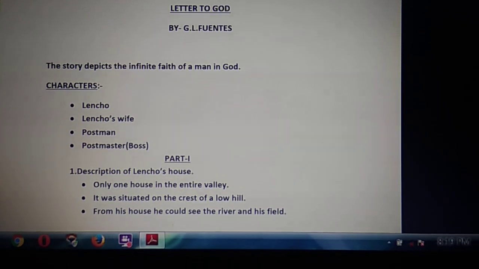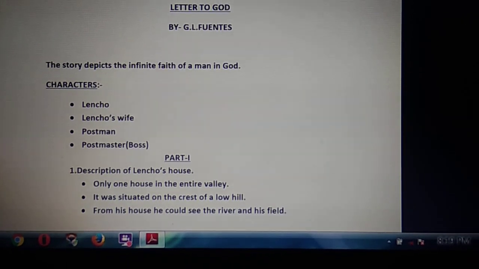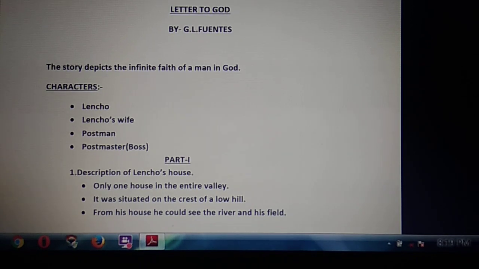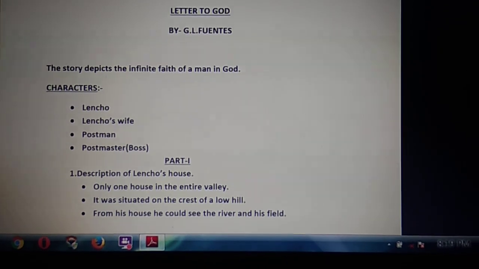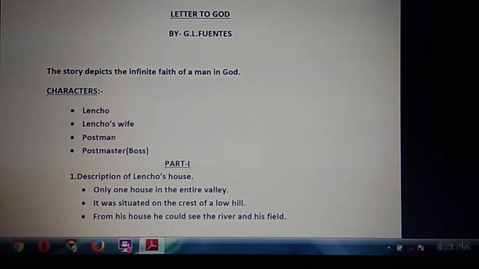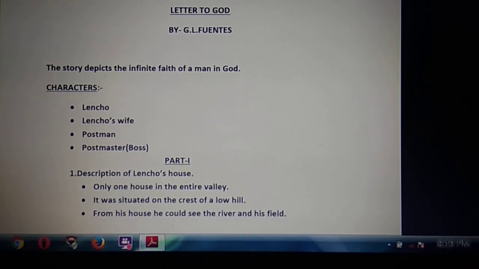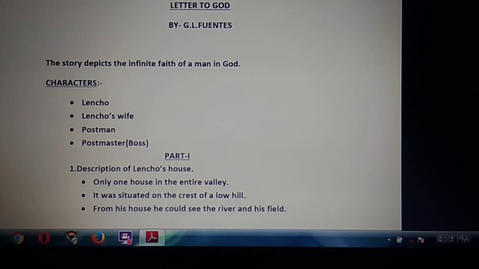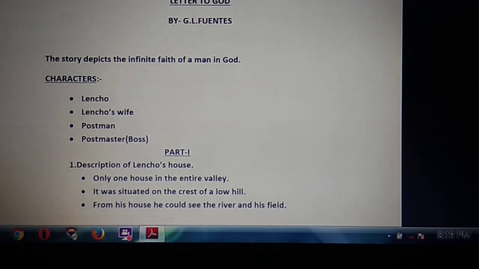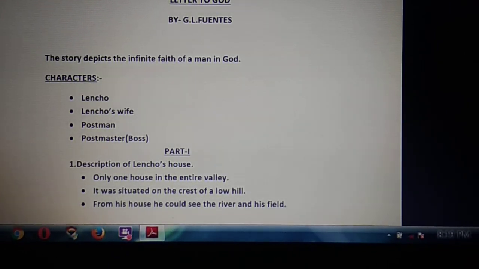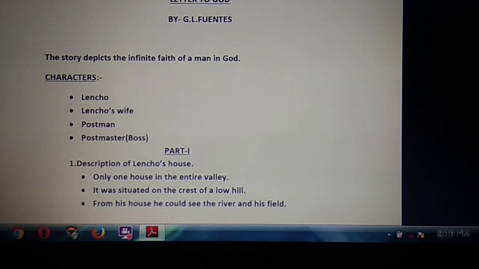The characters in this story are Lencho, who is a farmer, Lencho's wife, postman, and a postmaster who is mentioned in the chapter as boss. The whole chapter is divided into 3 sections. In this video, I'll explain the first part of the story.